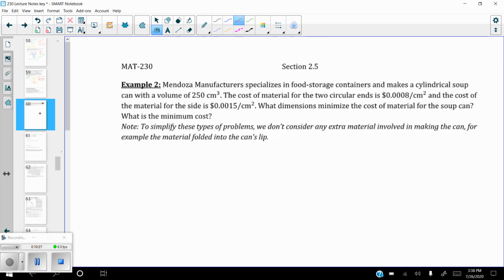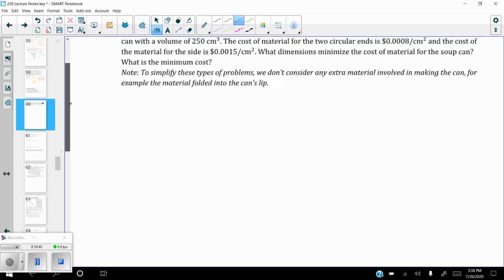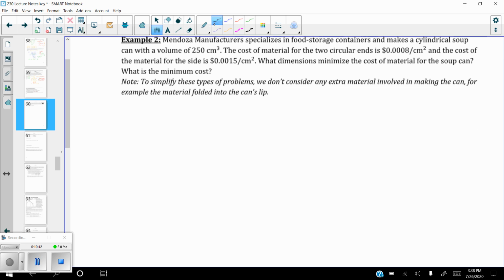Again, this is a perfect example. You would want to minimize the cost of manufacturing this soup can as a manufacturer. So this is what we're looking at. We're going to have to definitely do a little bit of sketching here. A soup can. We're going to assume, as it says in the italic section, that there's no extra lip and stuff. We're just basically going to say that we have a cylindrical can.